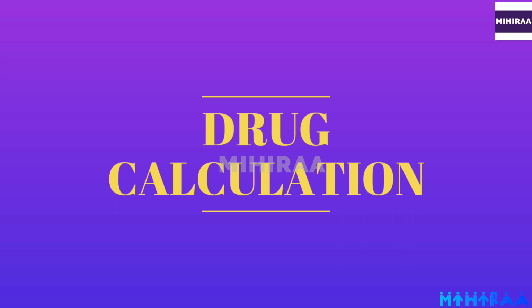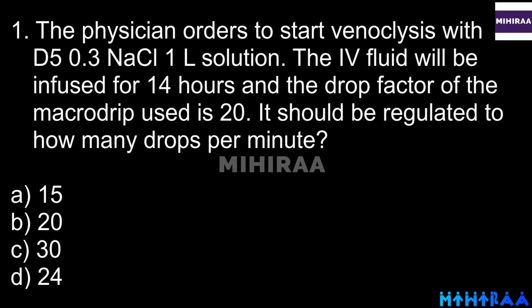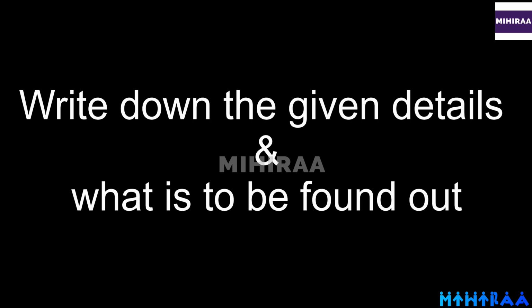Question number 1. The physician orders to start venoclysis with D5 0.3 NaCl 1 liter solution. The IV fluid will be infused for 14 hours and the drop factor of the macrodrip used is 20. It should be regulated to how many drops per minute? A. 15. B. 20. C. 30. D. 24.